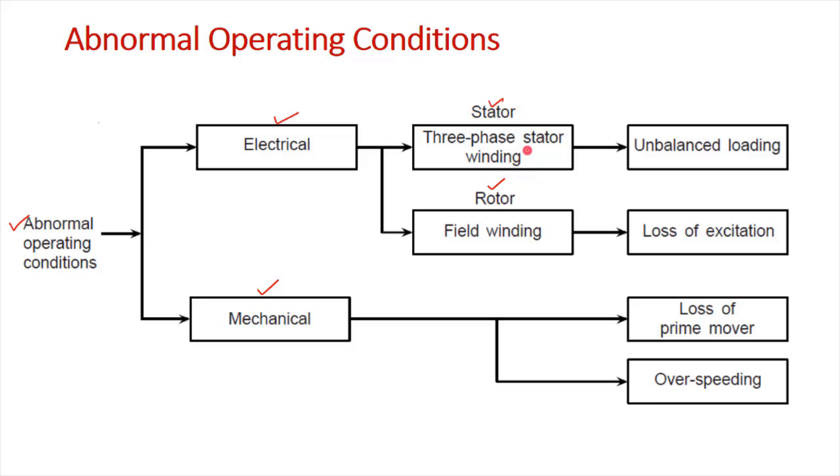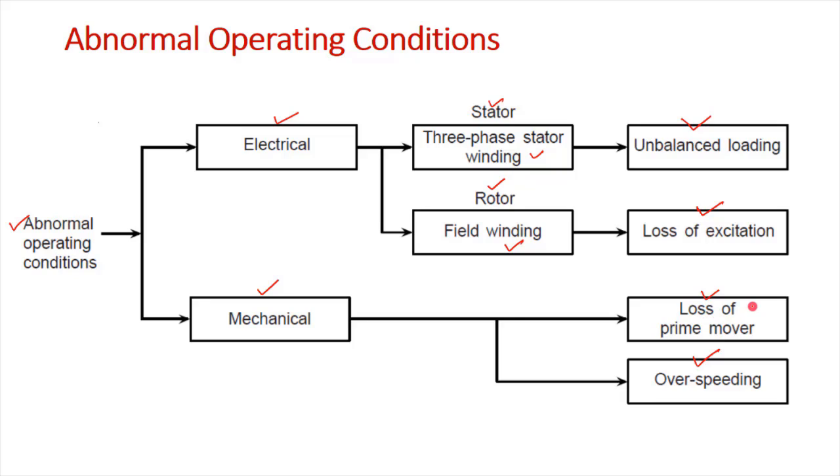The stator circuit means the three-phase stator winding, and the rotor circuit refers to the field winding. So how does it happen? The abnormal operating condition happens because of unbalanced loading of the generator, and in the rotor it happens because of the loss of excitation. That means the excitation becomes open circuited in the generator, right? And the mechanical abnormal operating condition happens when there is loss of prime mover and overspeeding.